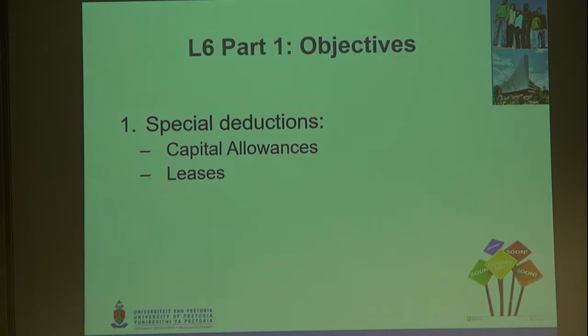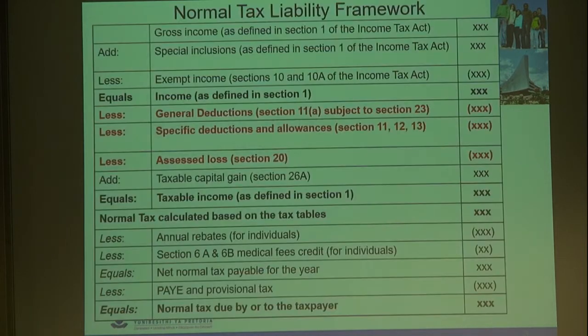Now, you remember that the special deduction always takes preference over the general deduction. So if there's a special deduction, we use it first. And that is definitely going to be the case with these assets. We're never going to go back to the general deduction formula. We're simply going to use the specific deductions which we get.